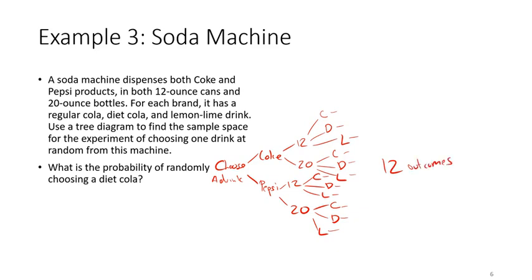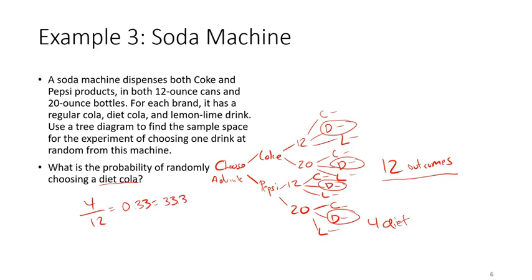And we want to know what's the probability of choosing at random a diet cola. Well, out of 12 of those outcomes, 1, 2, 3, 4 are diet colas. And so the probability is 4 out of 12, or 1/3, or 33.33%.